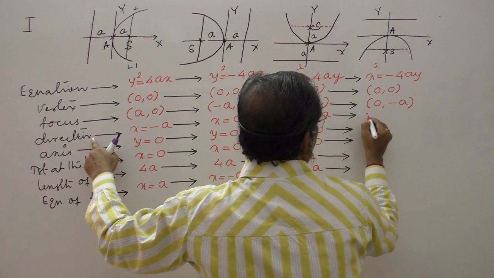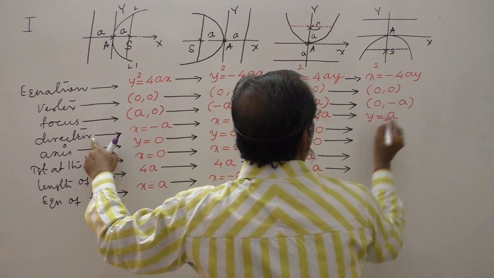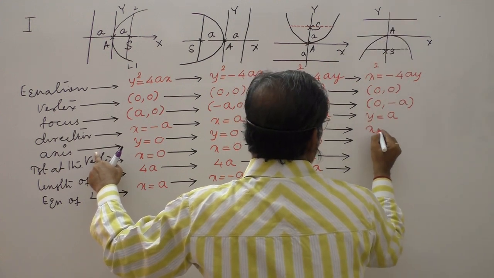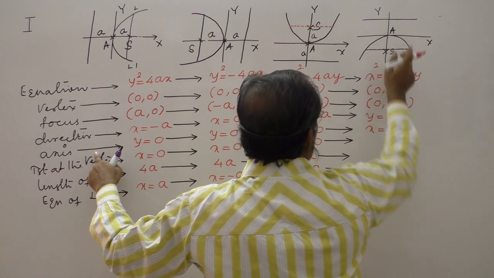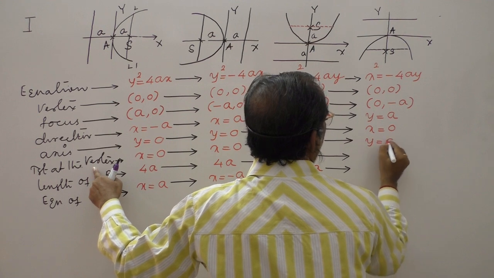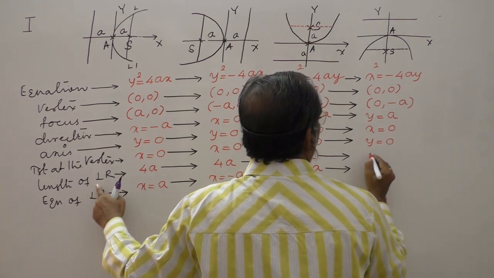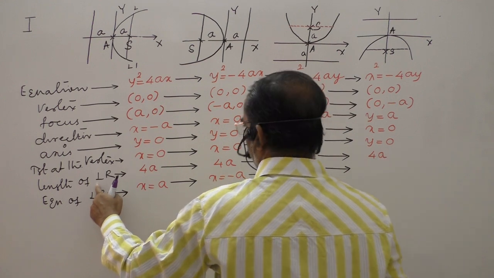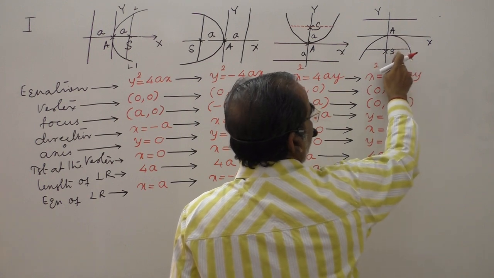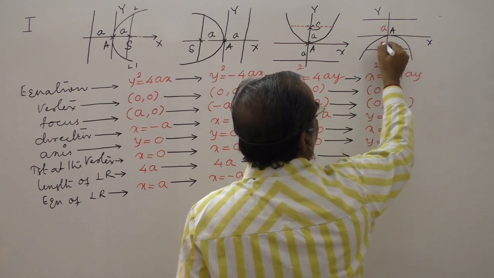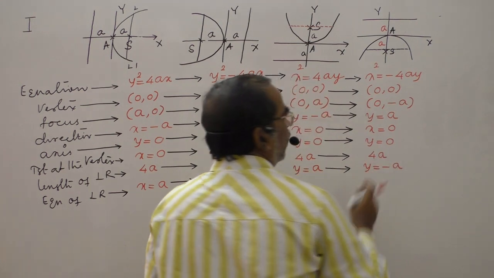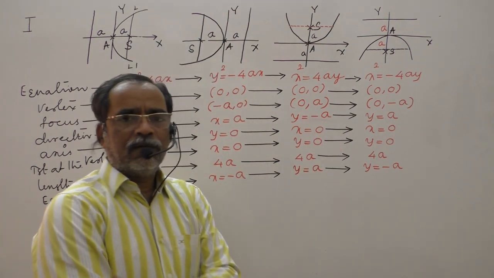Next, directrix. This line is directrix whose equation is y equal to a. And axis. What is axis now? Y-axis whose equation is x equal to 0. Tangent at the vertex is, this line is tangent at the vertex. X-axis whose equation y equal to 0. Length of the latus rectum again 4a. Equation of latus rectum, it is also parallel to x-axis at a distance of a below. So this will be y is equal to minus a. These are the details of this.